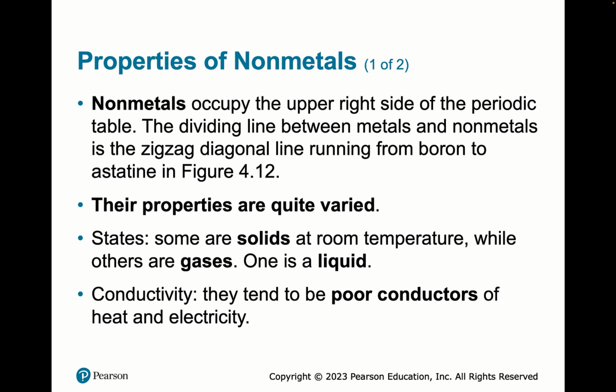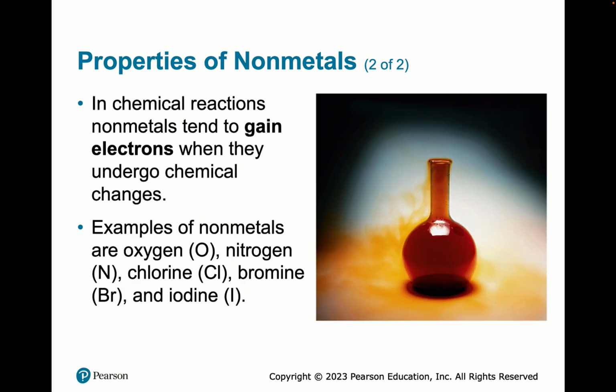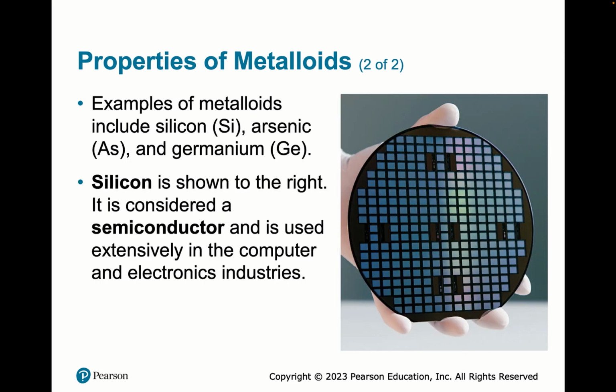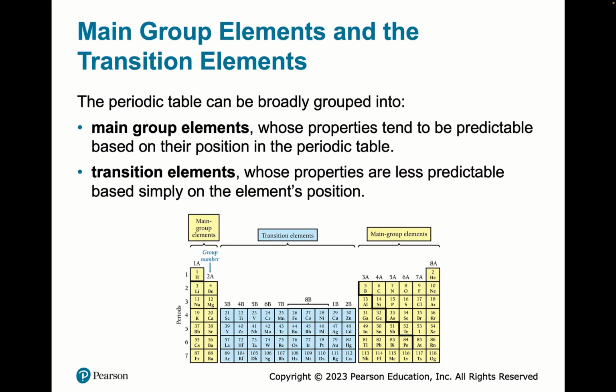I know I keep giving you a rule for this, and then there are exceptions. So it really depends. This is generally true. Nonmetals tend to be insulators rather than conductors, but this is not always true. Carbon, for instance. Nonmetals tend to gain electrons. They don't always gain electrons, but they tend to. And there are some examples of nonmetals. So metalloids, I've mentioned this before. And silicon is the one that we use primarily in our computer technology right now.